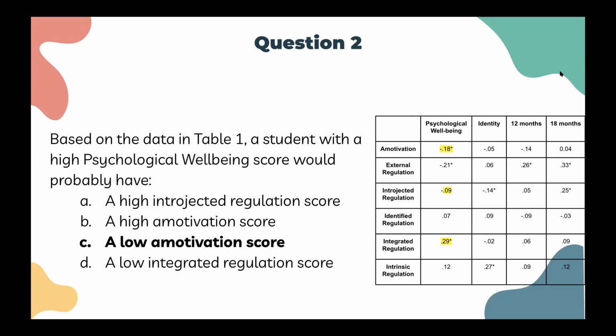The same thing goes with choice B. There's a negative correlation between amotivation and psychological well-being. Choice C is also wrong because psychological well-being and integrated regulation have a relatively strong positive correlation, 0.29. So it would be high and high. So choice C is our answer. A high psychological well-being score would pair with a low amotivation score.